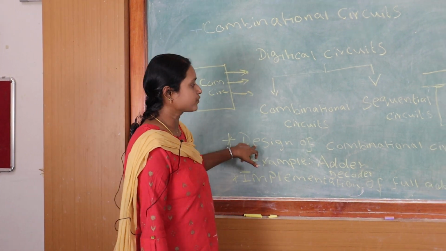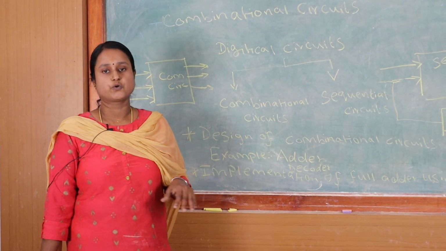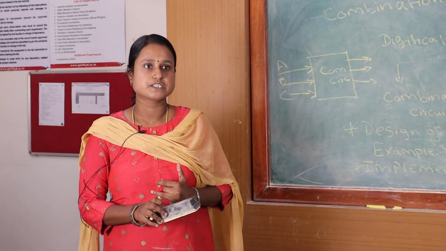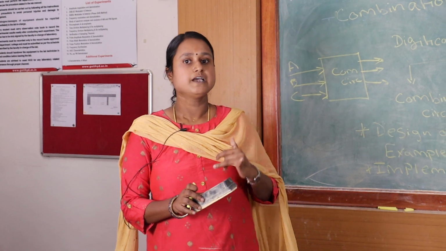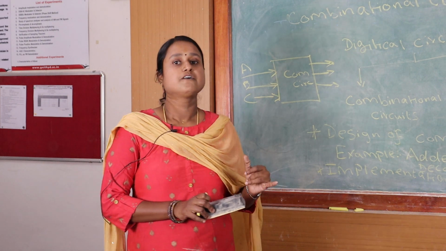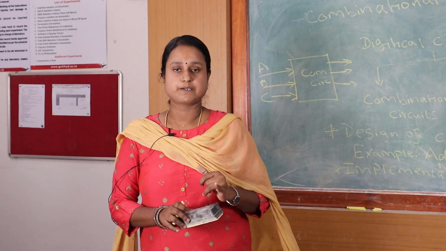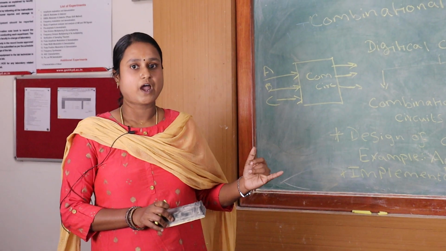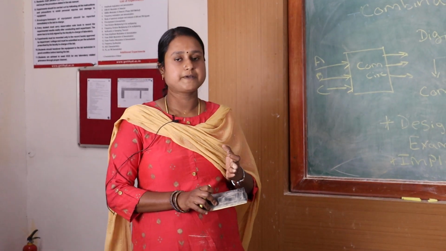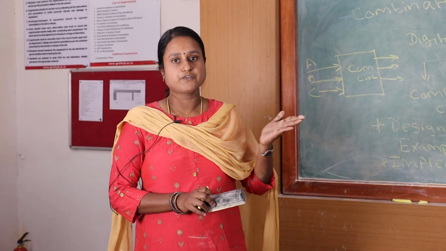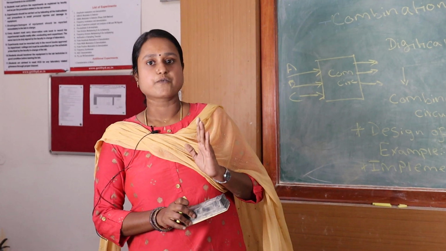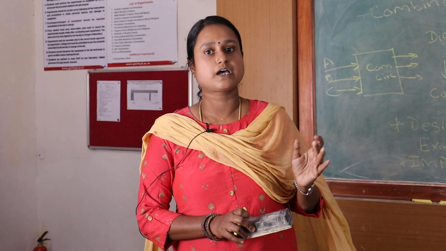Next topic is we have to design the combinational circuit. While designing the combinational circuit we have 6 important points. For example, if you are going to design a combinational circuit, first we have to define the problem statement. I have to add 2 bits means I have to do a half adder. I have to do 3 bits addition means full adder. If you want a decoder, you have to write what we have to do. Then we have to give what the inputs and outputs are.